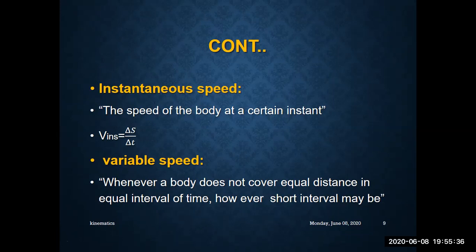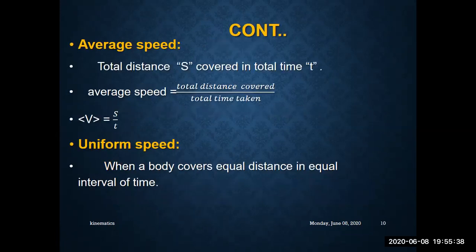This is the example of variable speed. So what about the average speed? Average speed is total distance covered divided by the total time. If you divide the total distance covered by the total time, this is the sign of average, and you are calculating total distance divided by total time. So you will be calculating the average speed of any object.